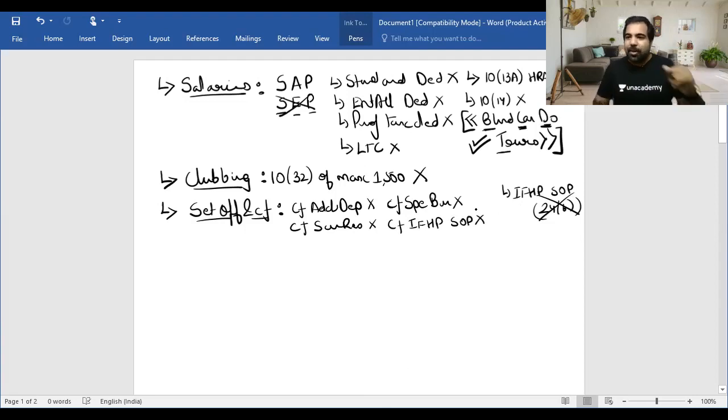So again, in clubbing only 10(32) is not allowed. Set off and carry forward, and all these expenses which are in relation to PGBP, where the deduction is not allowed, the carry forward is also not allowed. In IFHP, again, SOP, the deduction is not allowed, the carry forward is also not allowed.